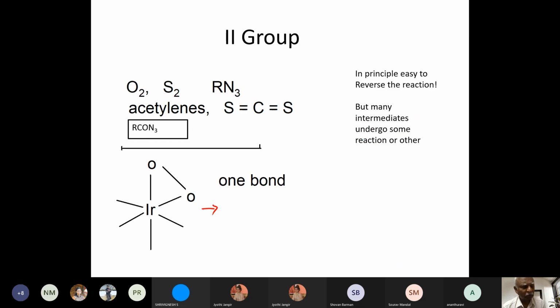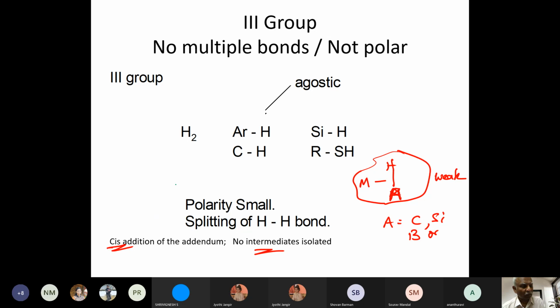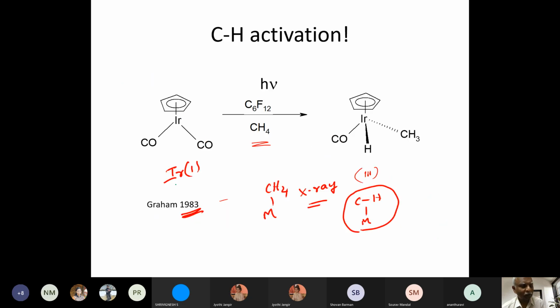So, in the case of group 2 and group 3, you just have to break the bonds which have been formed and a new bond has to be formed between the old groups. So that's what you would expect. No easy solution is there for reductive elimination, but nevertheless reductive elimination happens. I will come to it in a few minutes.